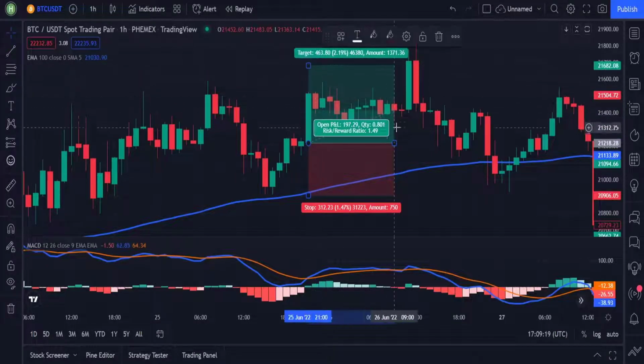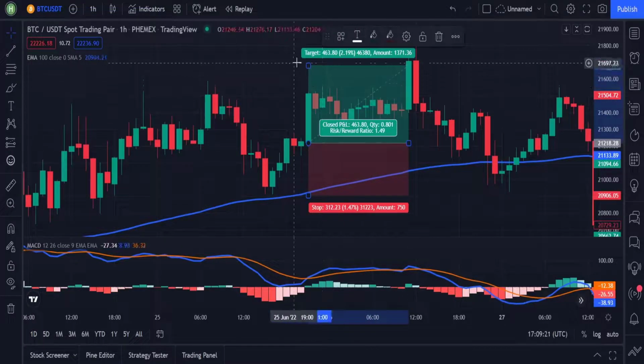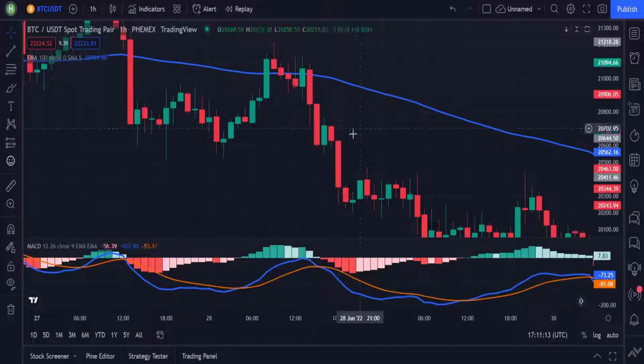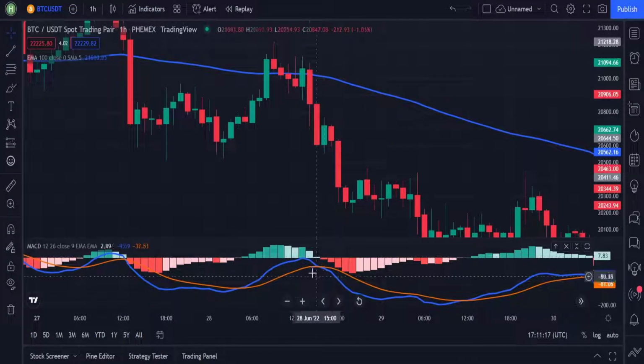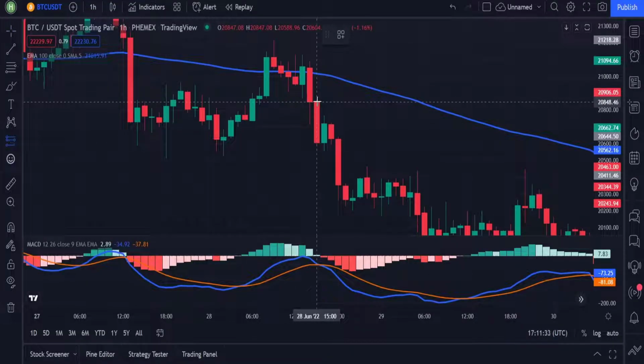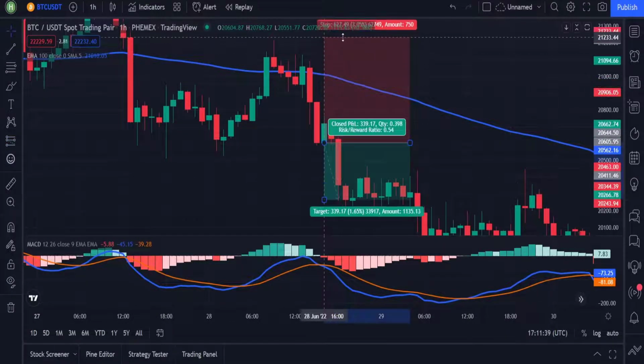Here, the price action is below the 100 EMA and the blue line is crossing below the orange line right here. So we would get in from the next candle. We would keep our stop loss at the recent swing high for a short trade. And if the risk to reward ratio is kept 1 to 1.5, we would hit profit right here.